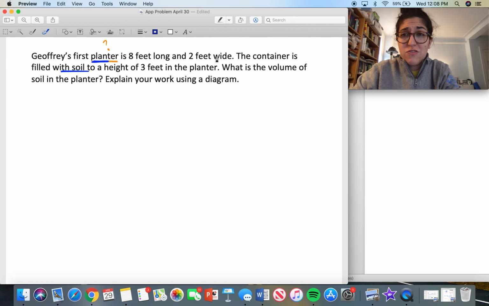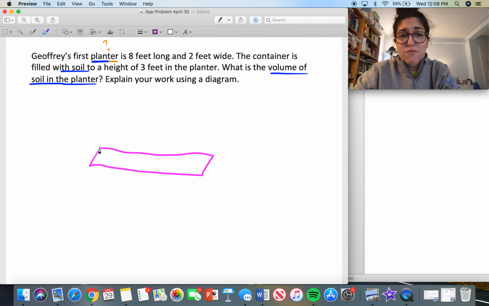So now that we know what the story is talking about, let's start figuring out what the question wants us to know. It asks, what is the volume of the soil in the planter? So I need to find out what is the amount of soil in this planter. Now, since I know that with volume, we're often talking about a rectangular prism, or at least so far we have been, right? As we go on, we might start talking about other kinds of volume, but right now, it says it's 8 feet long, right? 8 feet long.